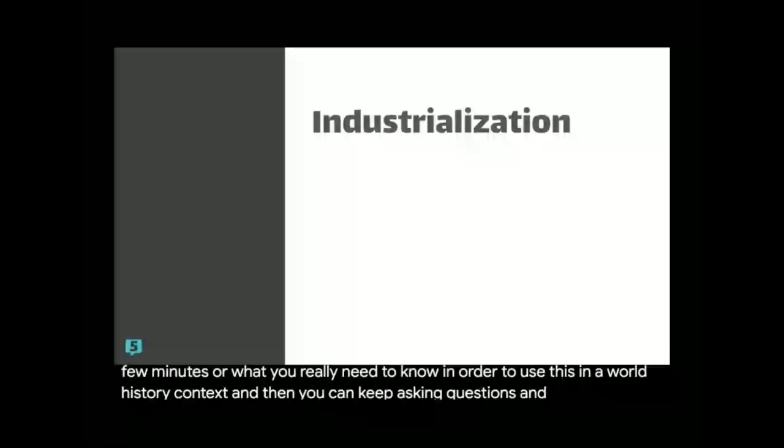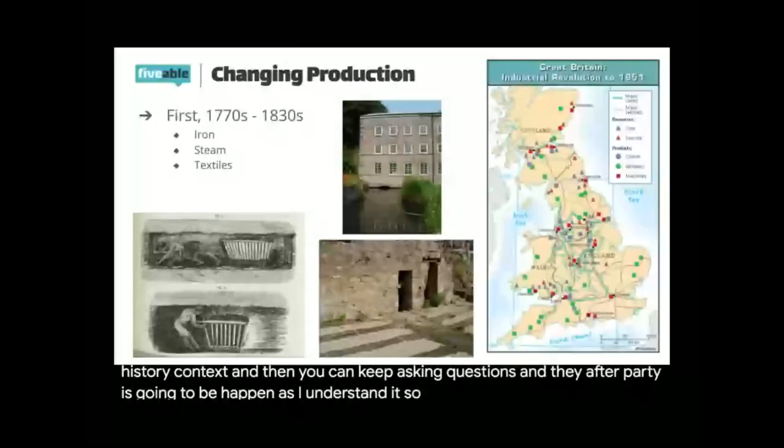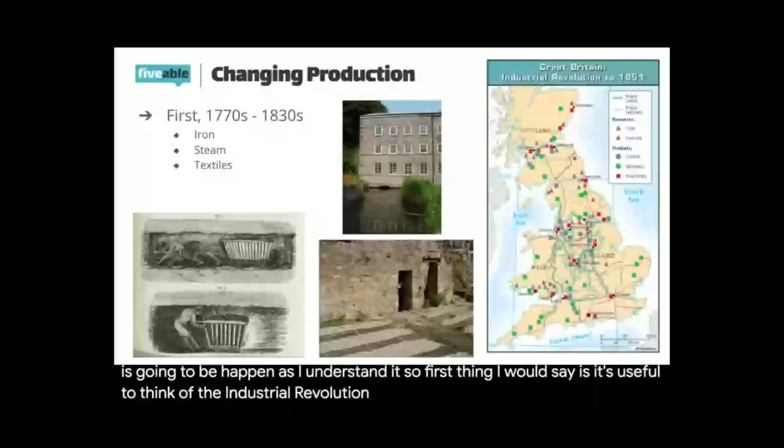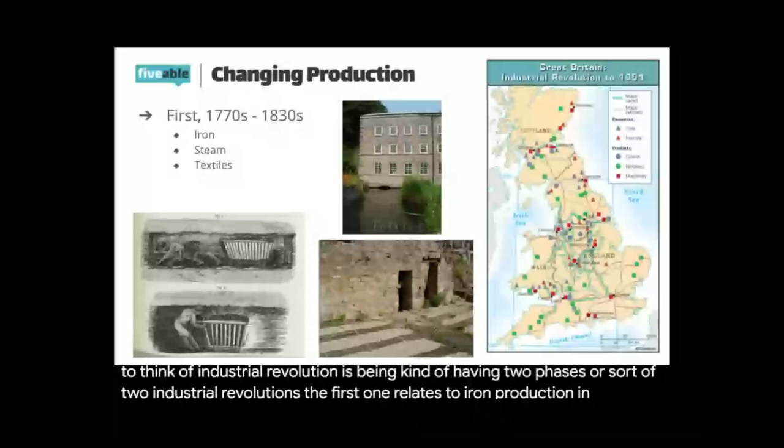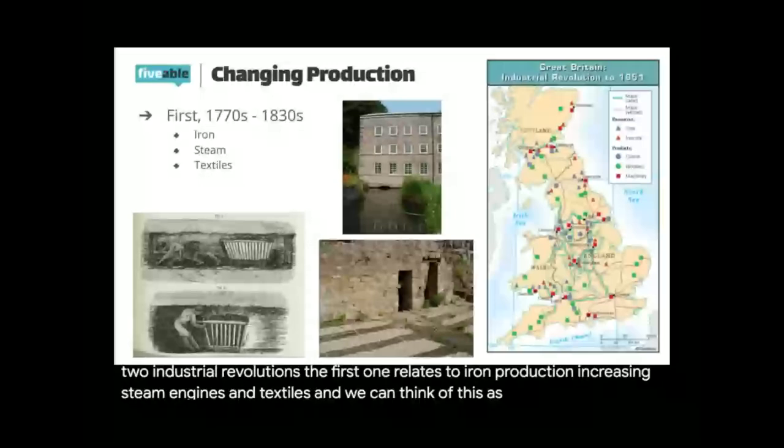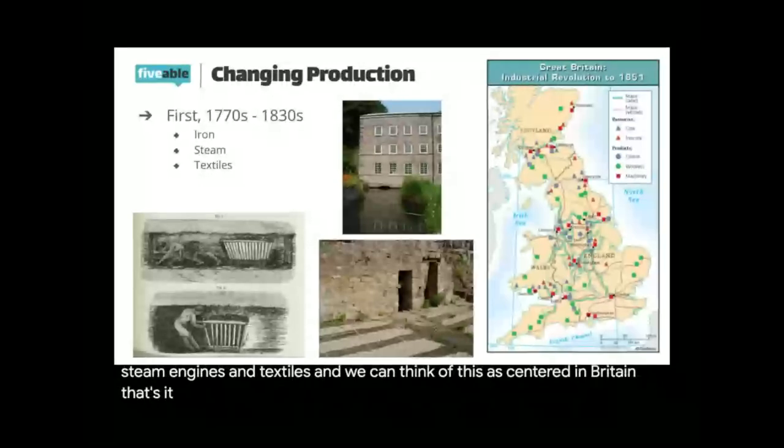The first thing I would say is it's useful to think of the Industrial Revolution as having two phases, or sort of two industrial revolutions. The first one relates to iron production, increasing, steam engine, and textiles. And we can think of this as centered in Britain.